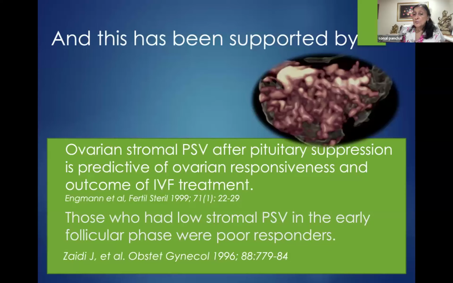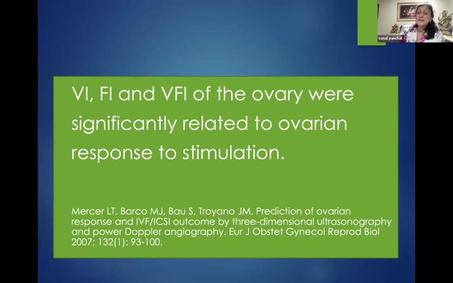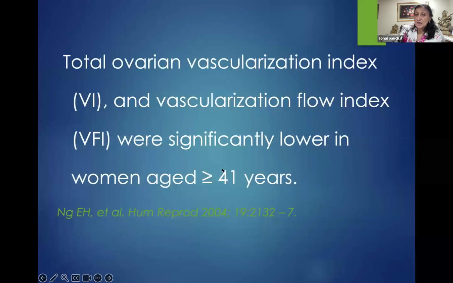Ovarian stromal PSV, even after pituitary suppression, is predictive of ovarian responsiveness and the outcome of the IVF treatment. Those who had low stromal PSV in the early follicular phase were poor responders. Kupesic has shown a correlation between the ovarian stromal flow index and the ovarian response in the IVF cycles and the pregnancy rates. And the vascularity index, the flow index and the vascularization flow index, which are 3D power Doppler indices, which respectively talk about the abundance of the flow, the average intensity of the flow, and the perfusion, are also significantly related to the response to the ovarian stimulation.